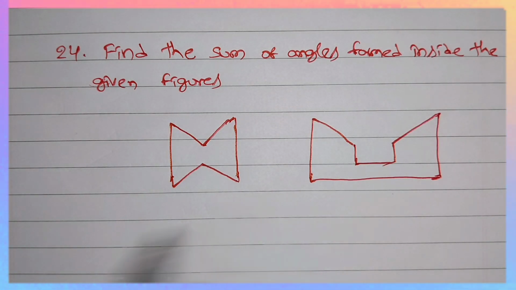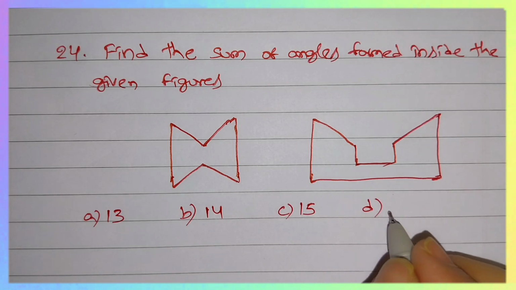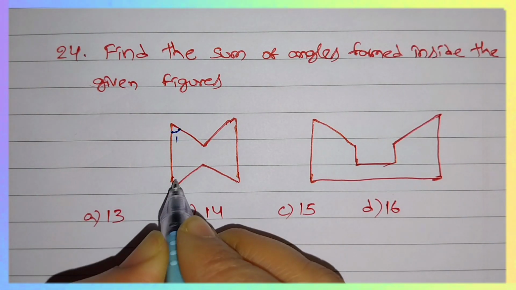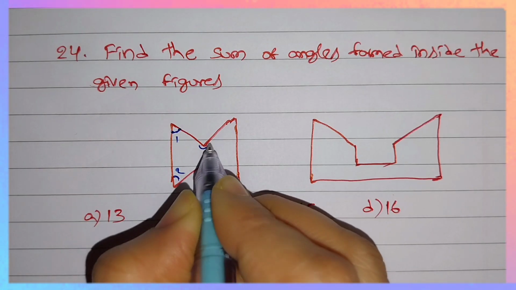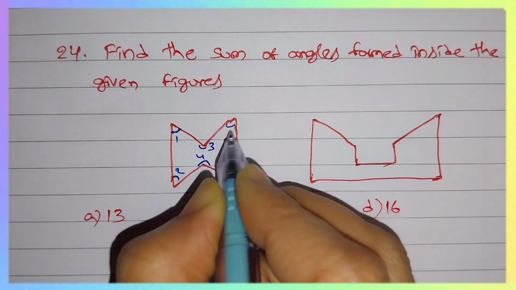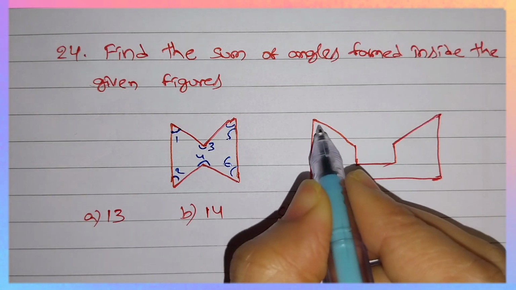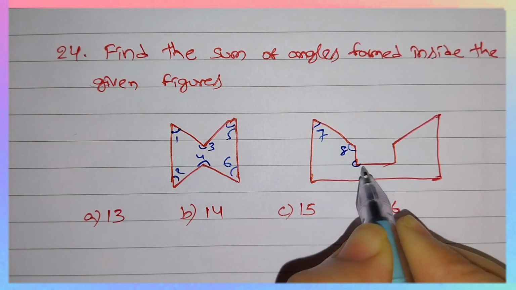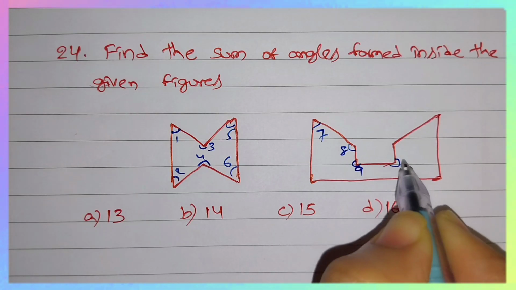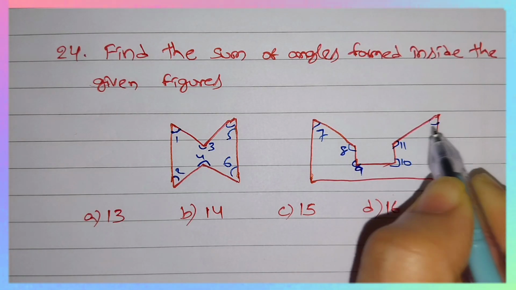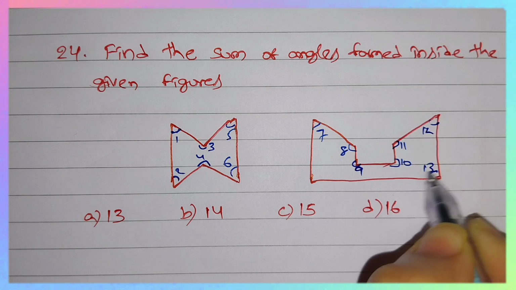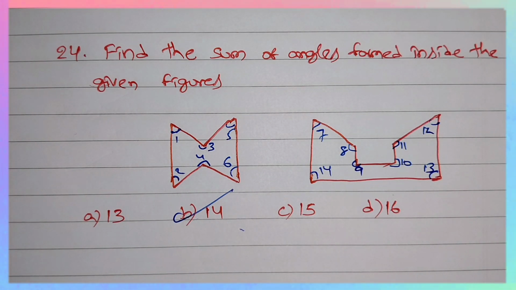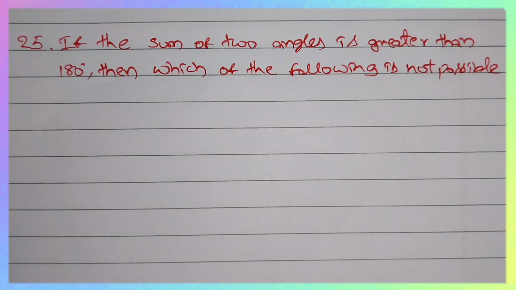The 24th question is, find the sum of angles formed inside the given figures. They gave two figures and four options. First count the angles in the first figure. 1, 2, 3, 4, 5, 6. In the first figure we have 6 angles. In the second figure, 7, 8, 9, 10, 11, 12, 13 and 14. The sum of the angles formed inside the figures in total is 14. So option B is correct.